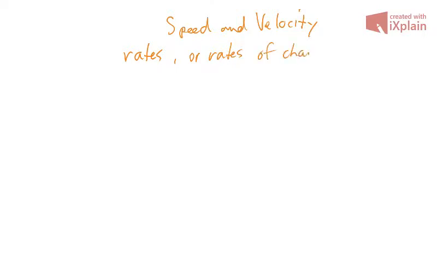Speed and velocity, these are called rates. At least if you're talking about mathematics, these are called rates, or rates of change. All right, speed measures your change in distance traveled as time passes.